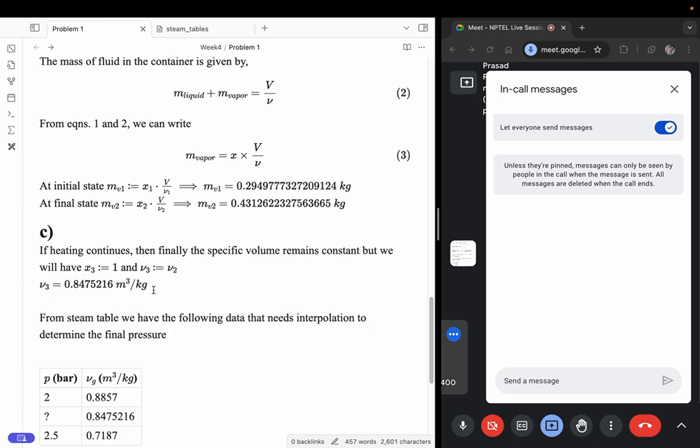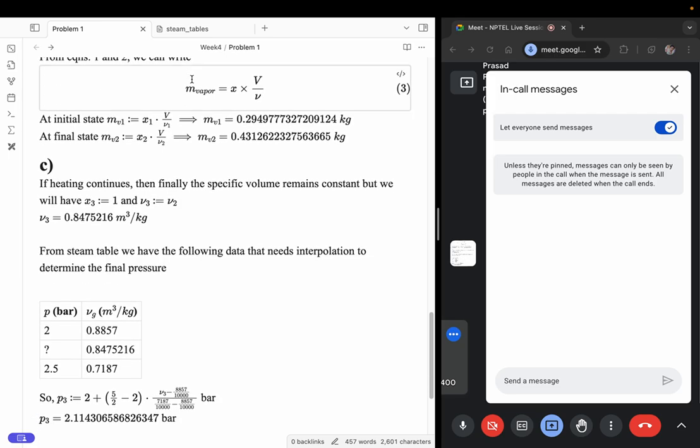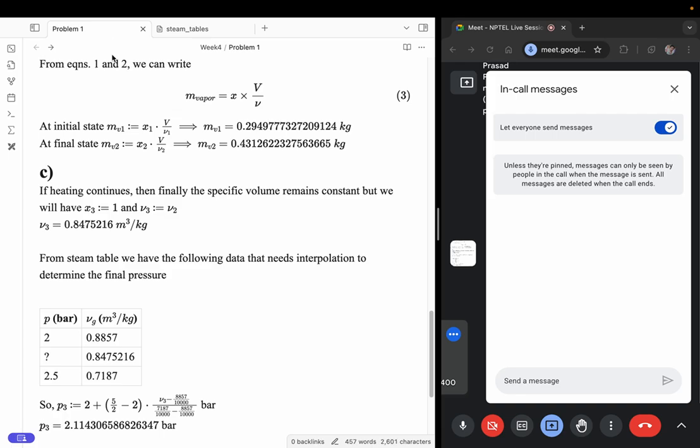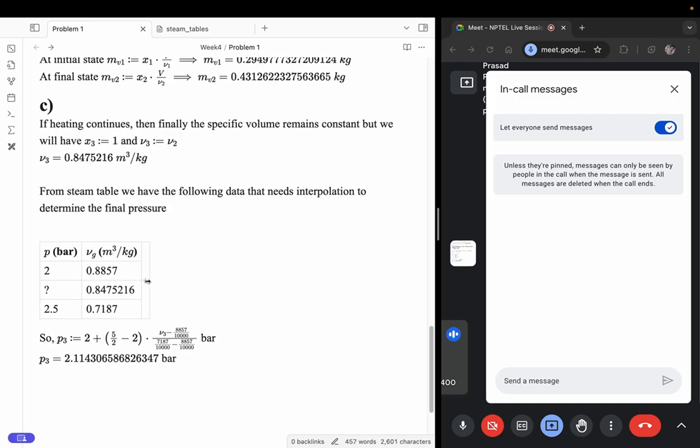So now what do I need to do? I don't know the pressure, I don't know the temperature, but I know that it is going to be in some superheated state. So how do I determine my final pressure? So now comes the next part of the tables. So we know for sure that it is going to be in a superheated region. So we need to look up data for that. So what will be the pressure at which this is going to happen?